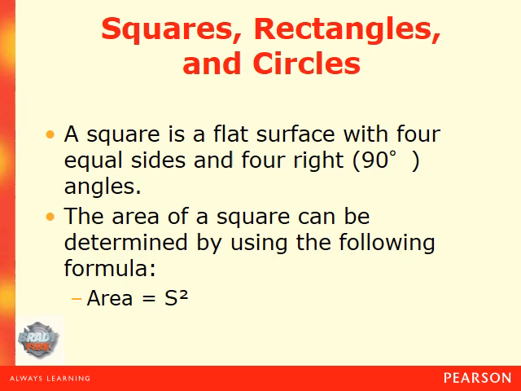So let's look at the area of a square. A square is a flat surface with 4 equal sides and 4 right 90-degree angles. The area of a square can be determined by using the following formula: S to the second power. So let's say if we had a square that was 12 inches by 12 inches, or a foot by a foot, we would simply take the side and times it by itself. So 12 times 12 is what, gang?